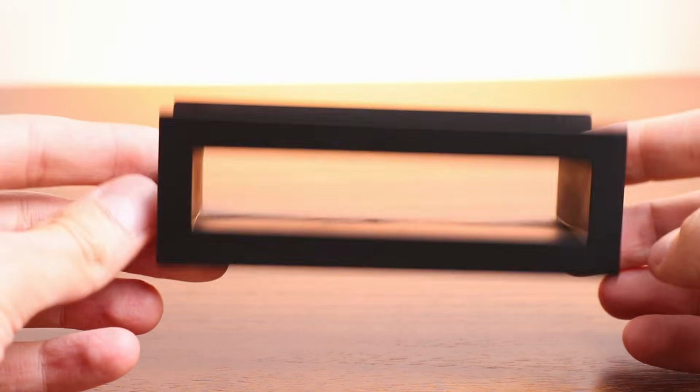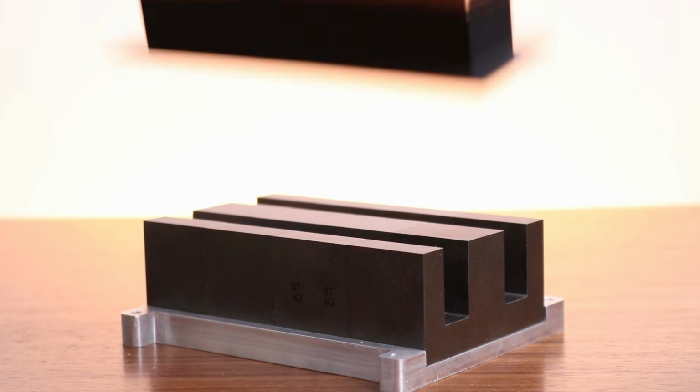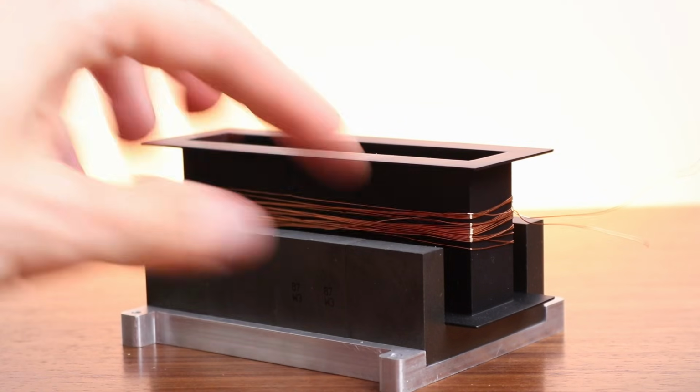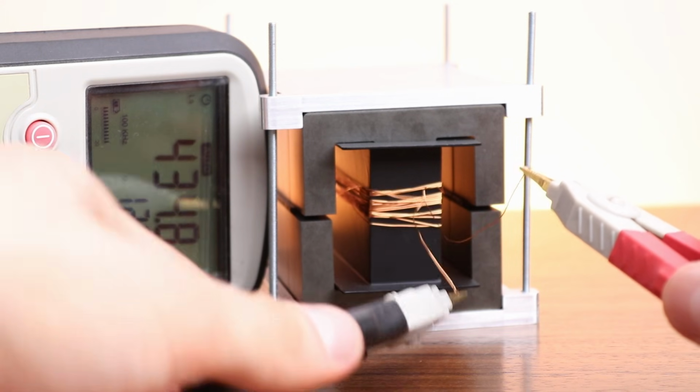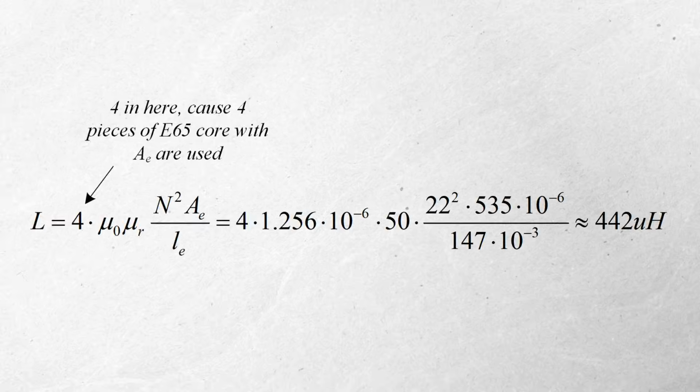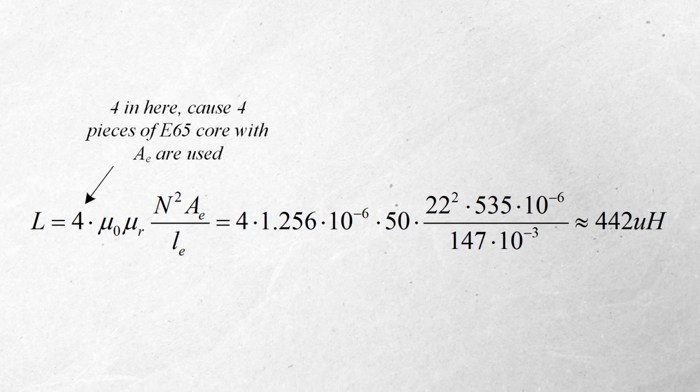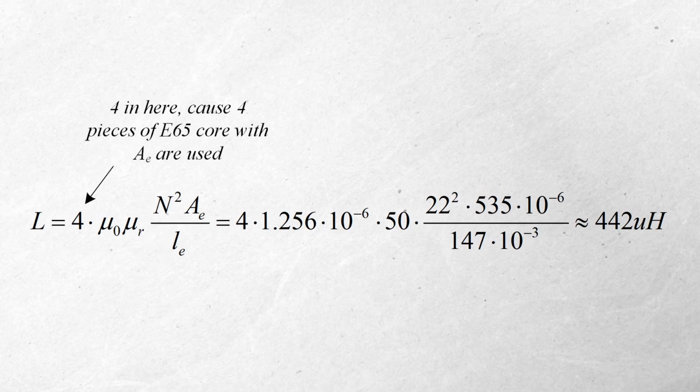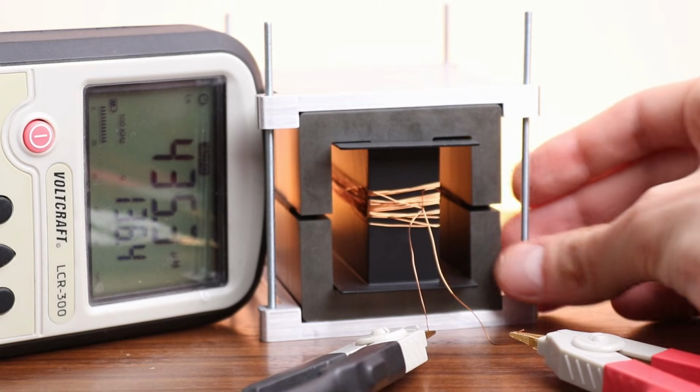Of course, I almost forgot the most important part, the windings. I wound them around the 3D printed plastic frame. Based on my calculations, I need 22 turns to get around 450 microhenry. So now the question is, what wire should I use to wind this inductor?